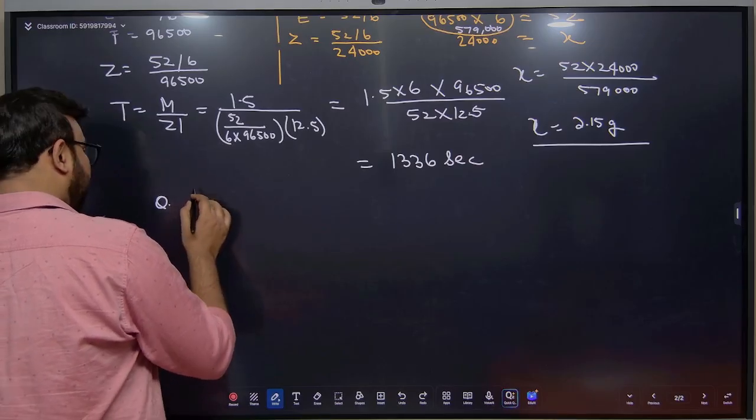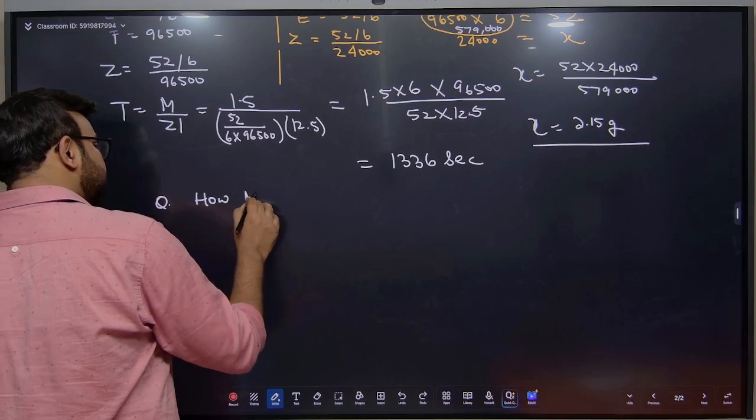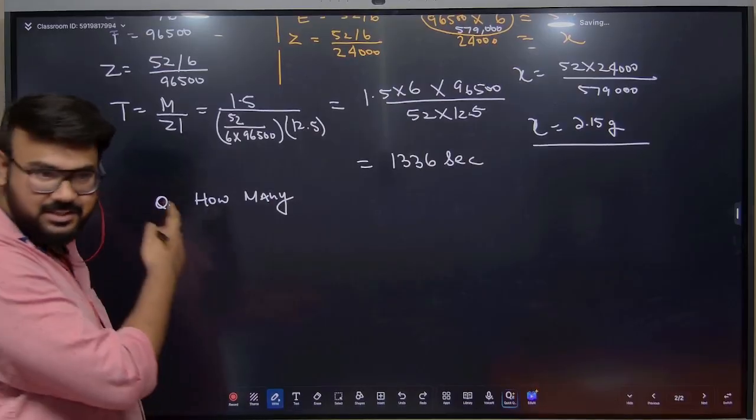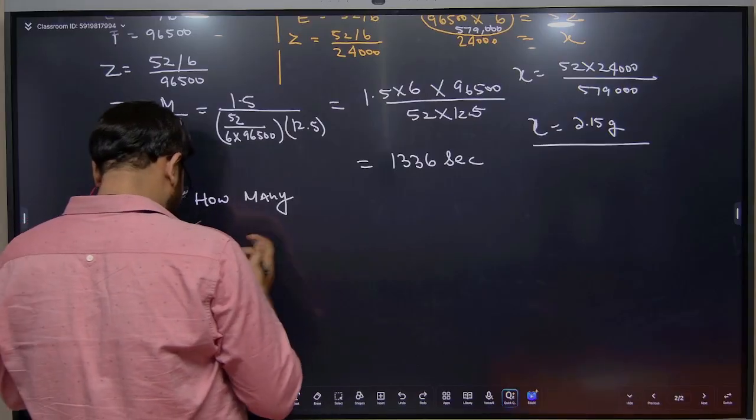It says how many. See, this is a very tricky question. I'll tell you what your seniors made the mistake in this. It looks easy, but it's not.